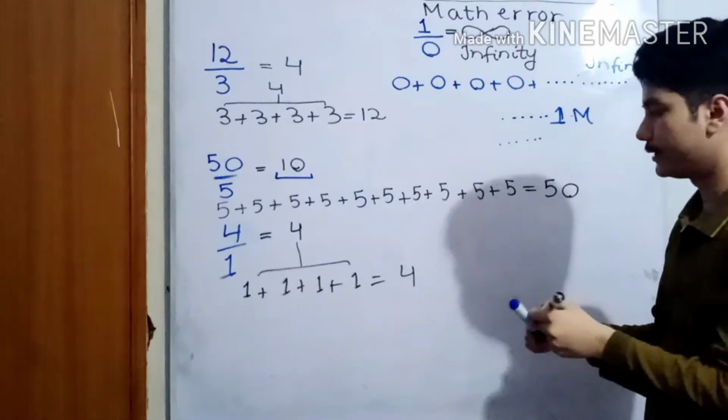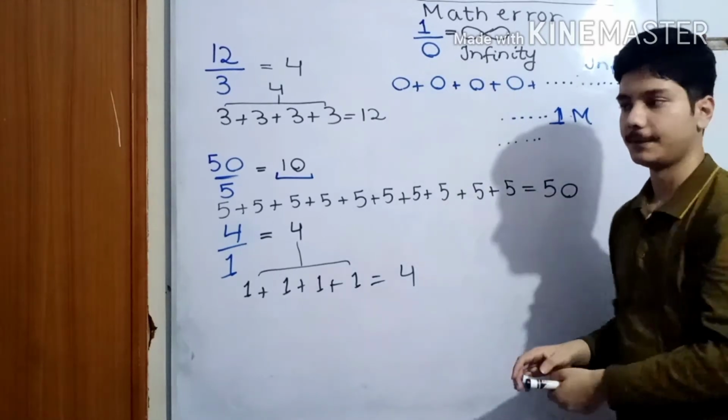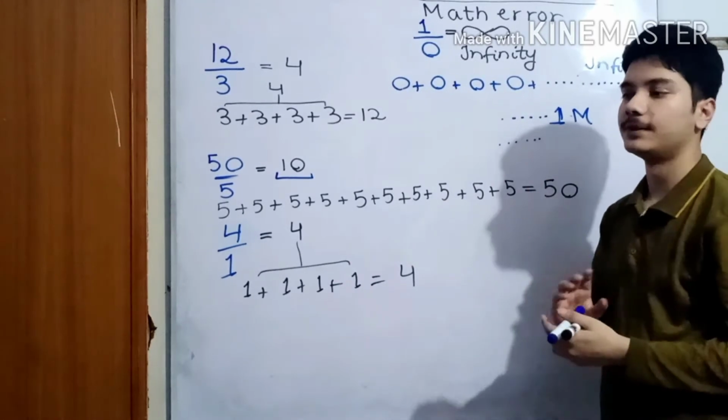So there will be two possibilities. So you have understood why 1 divided by 0 is infinity. Alright, now heading towards another concept.